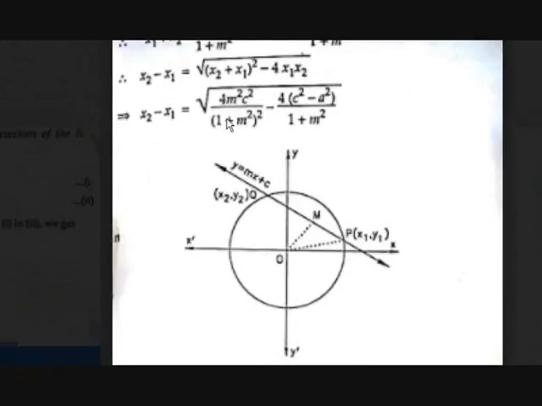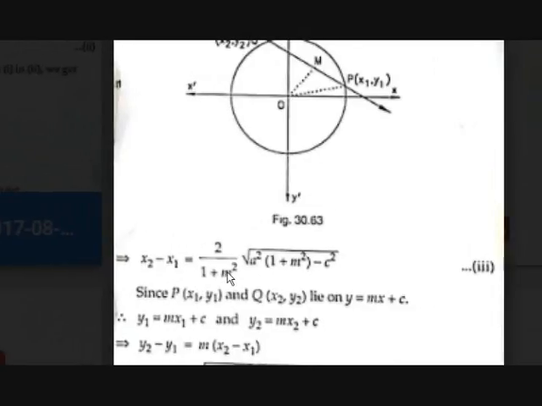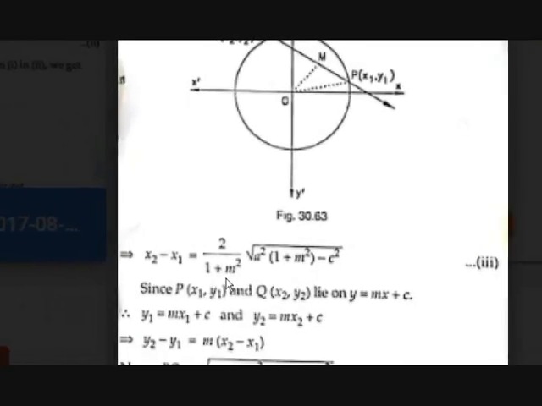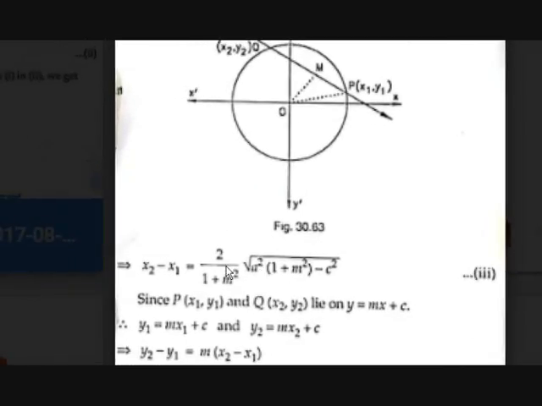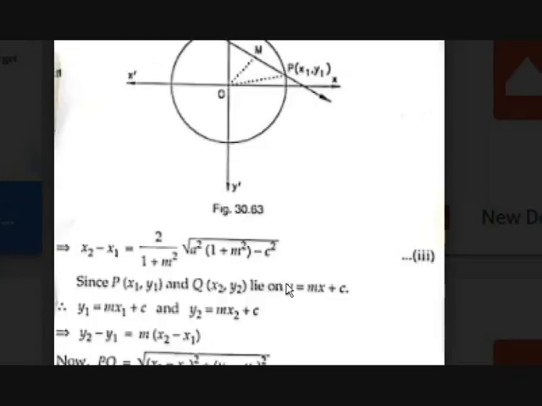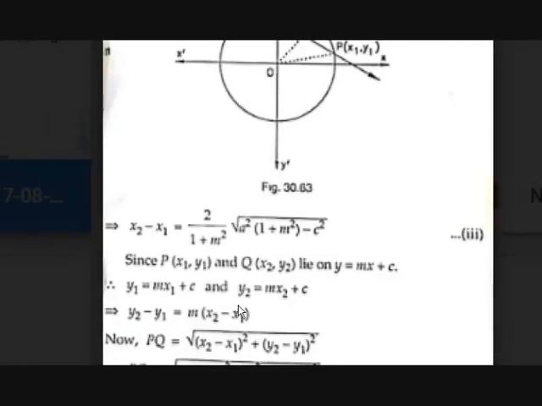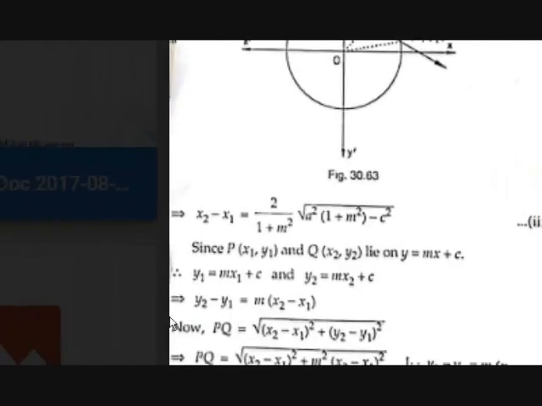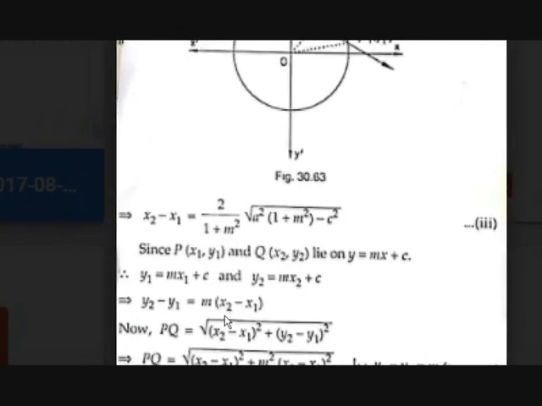And if we take LCM as (1 + m²)², you'll get 1 + m² also common. So the equation becomes 2 by (1 + m²) times the square root of a²(1 + m²) − c². That is x2 − x1, right? Since points P(x1, y1) and Q(x2, y2) lie on the same line, y1 = mx1 + c and y2 = mx2 + c. So y2 − y1, if you subtract those, you will get m(x2 − x1).